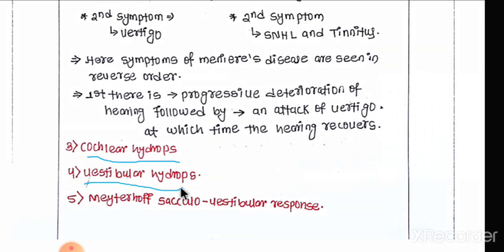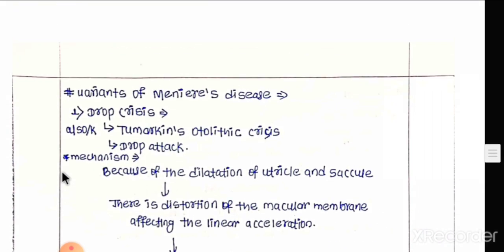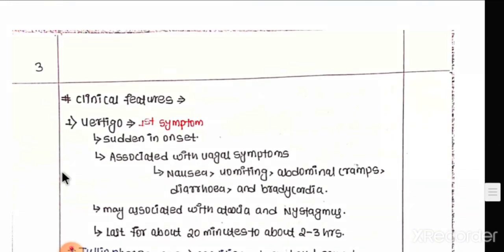Other variants are cochlear hydrops, vestibular hydrops, and Mattox sacculovestibular response. These are variants of Meniere's disease and have almost the same symptoms. Let's go through the clinical features of Meniere's disease.